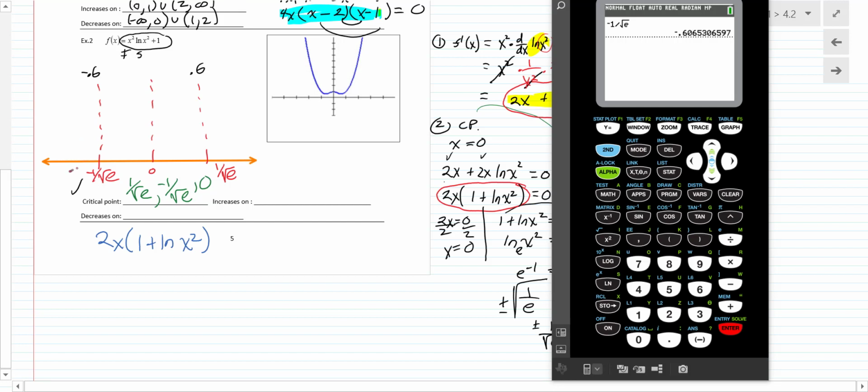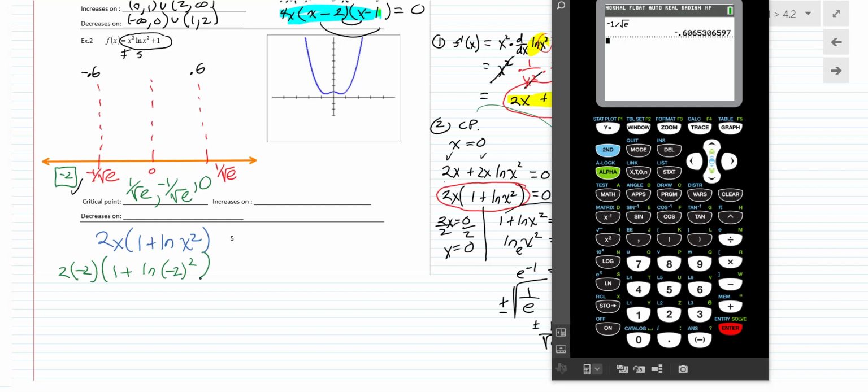Now you can use whatever you want to. I'm going to use, for my test point here, something like -2. Whatever, as long as it's less than -0.6, you're good. So if I plug in that -2 for x, we'd have 2 times -2, and then 1 plus ln of -2 squared. Just write it down and think in your mind if that's positive or negative.